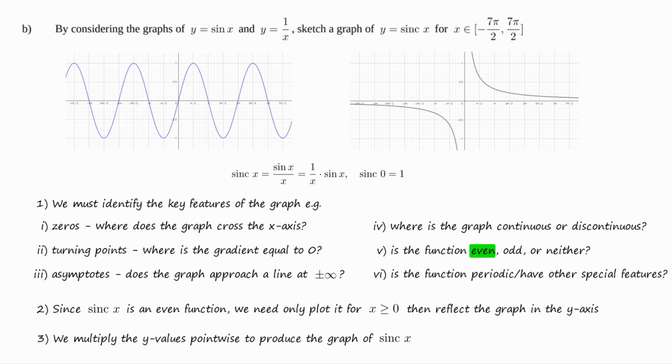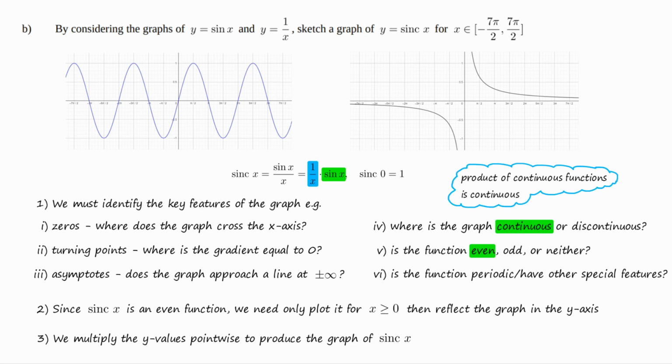Now we can note that we have to multiply the y values of the two functions 1 over x and sine x to generate the graph of sinc x for x not equal to 0. And that immediately tells us that the graph of sinc x must be continuous for x not equal to 0, and that's because a product of continuous functions is continuous. And that tells us that for x not equal to 0, the graph of the function will have no breaks or jumps.